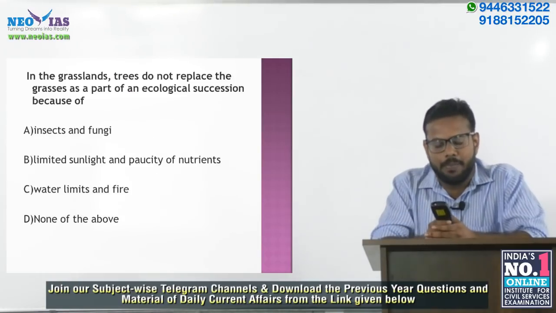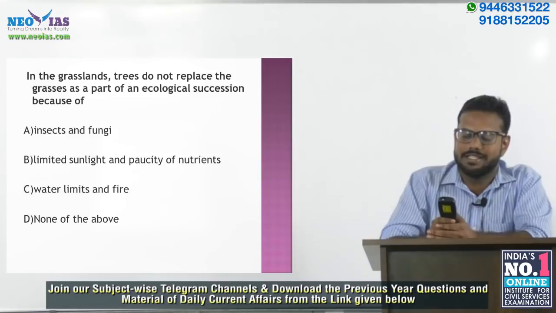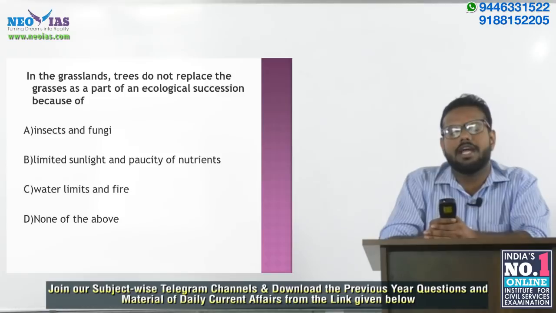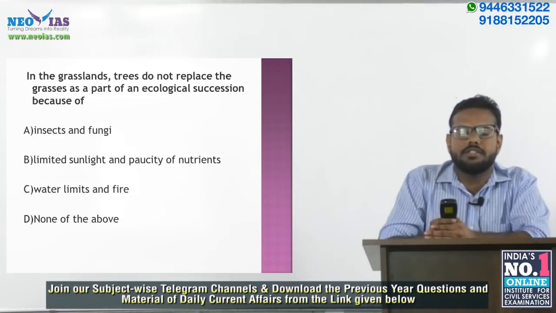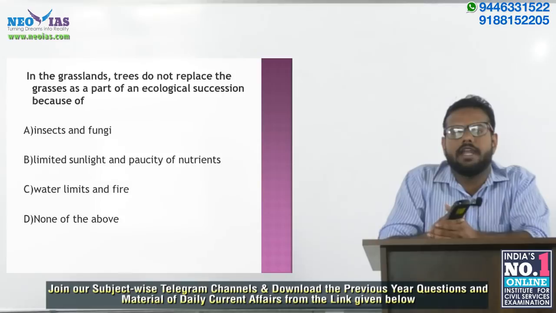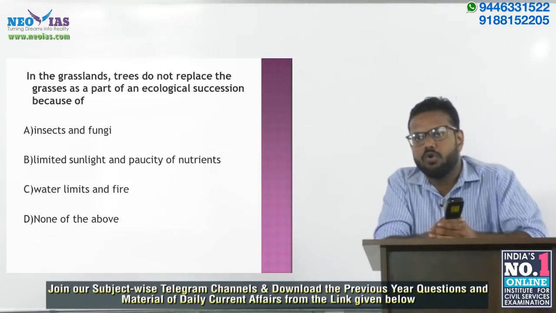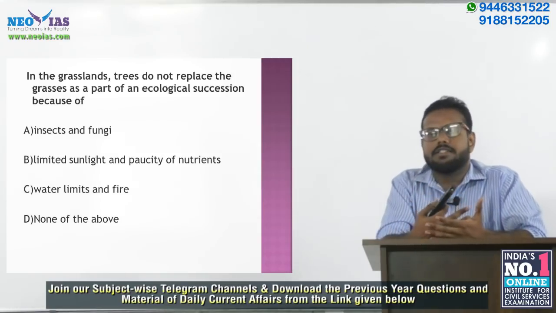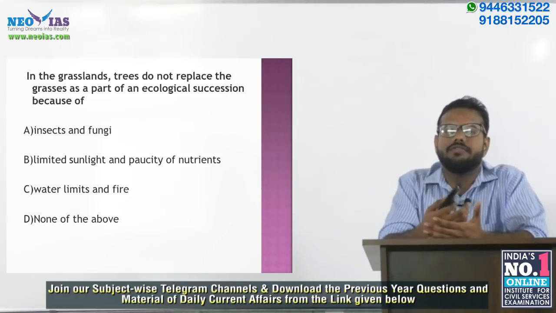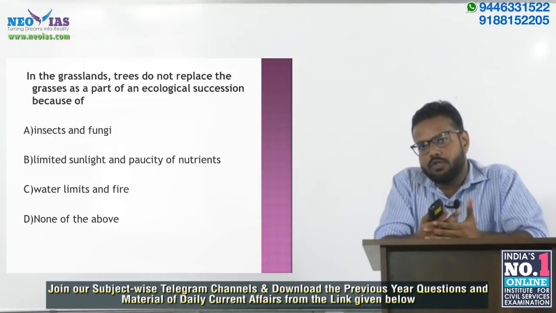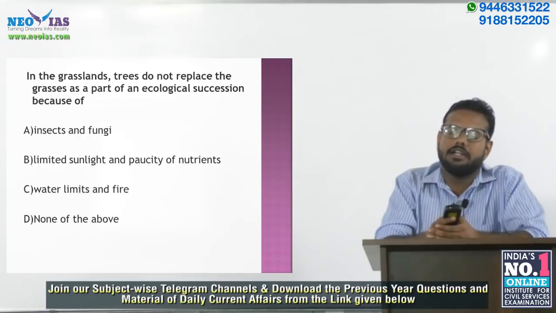And our final session is the PQRS, that is Previous Question Revision Series, and this question comes from the 2013 prelims in the environment section. In the grassland, trees do not replace the grasses as part of an ecological succession because of: A, insects and fungi; B, limited sunlight and paucity of nutrients; C, water limits and fire; D, none of the above. So why do the trees not replace the grasslands in case of ecological succession? This was the question, and we know the answer is C, that is the water limits and fire.